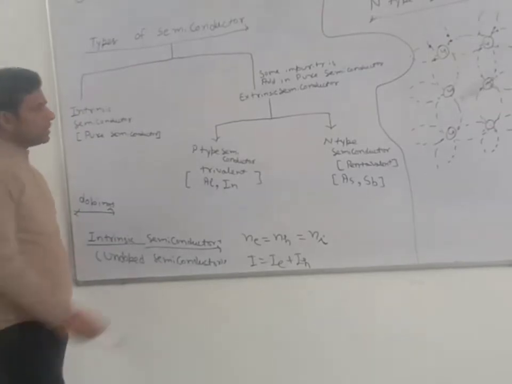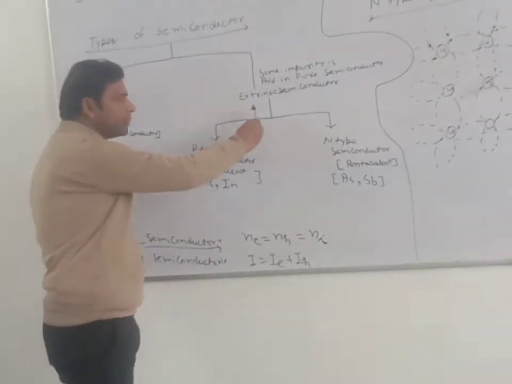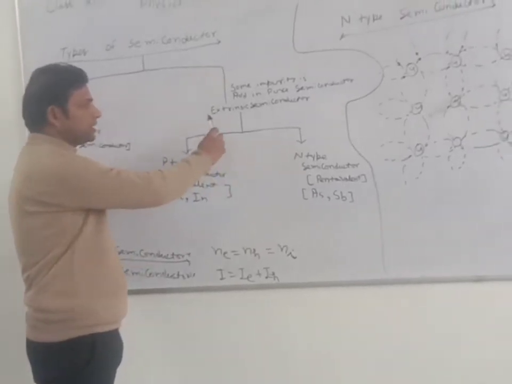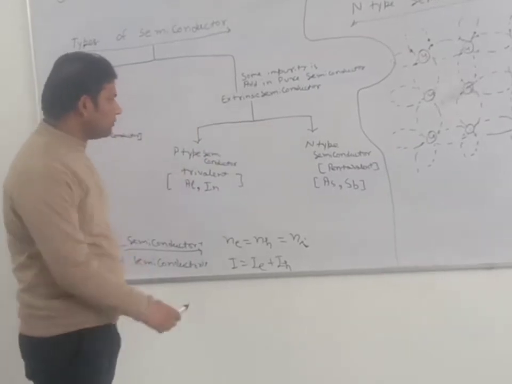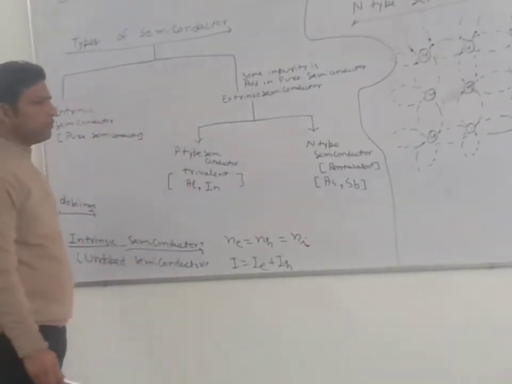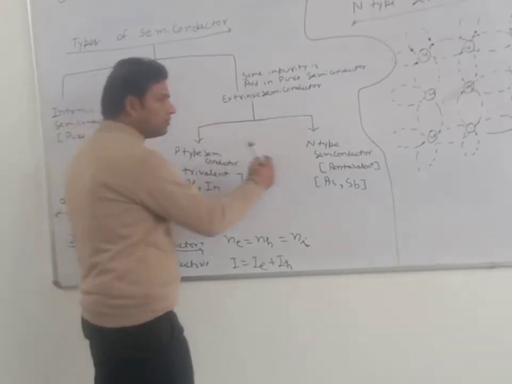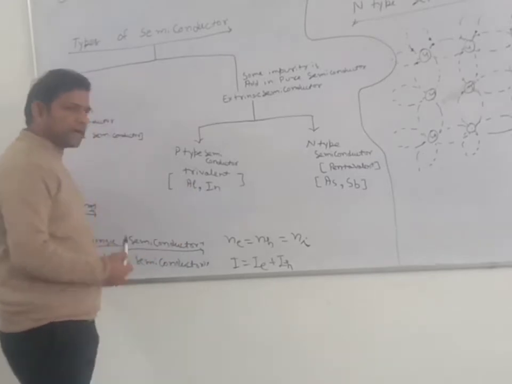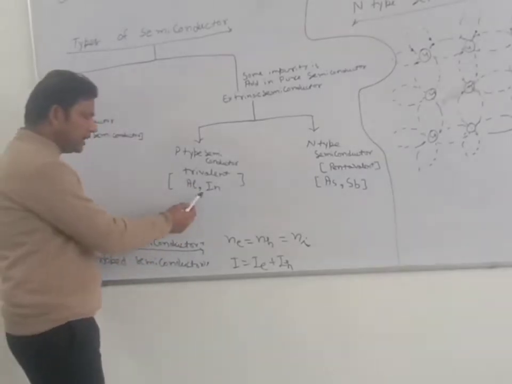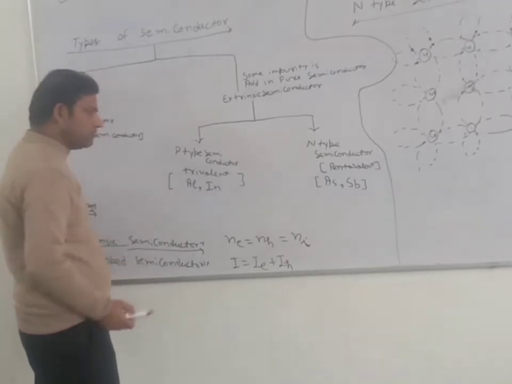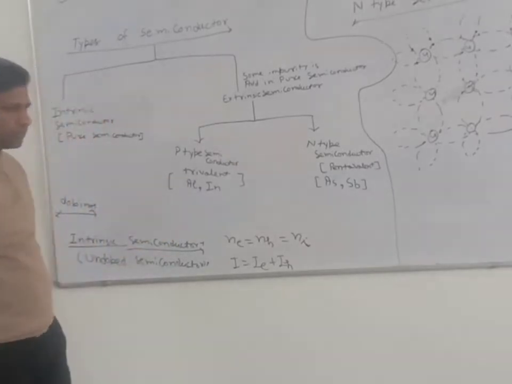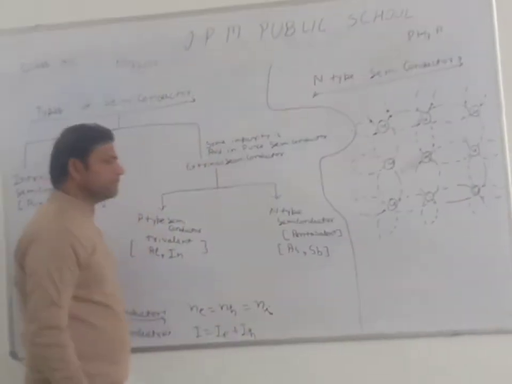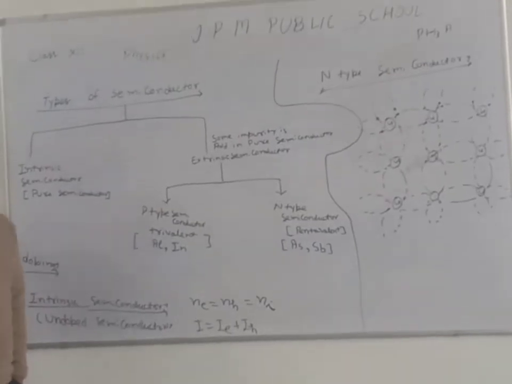Next is extrinsic semiconductor. When some impurity is added in intrinsic semiconductor, then extrinsic semiconductors are formed, and extrinsic semiconductors are of two types. P-type semiconductor: when we have trivalent impurity, meaning Al and In, aluminum and indium, then P-type semiconductor is formed. When we have pentavalent impurity, meaning As and Sb, then N-type semiconductor is formed.